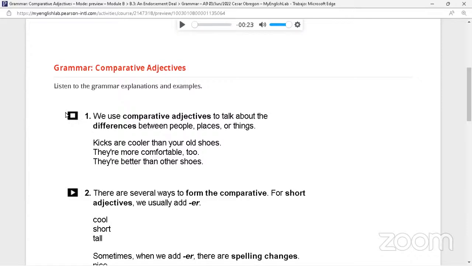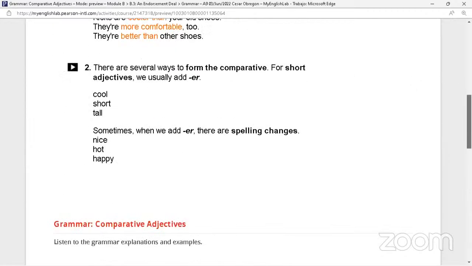Kicks are cooler than your old shoes. They're more comfortable too. They're better than other shoes. Number 2.